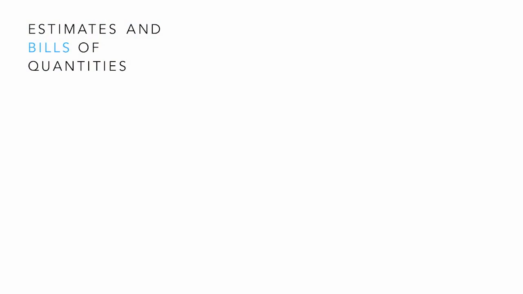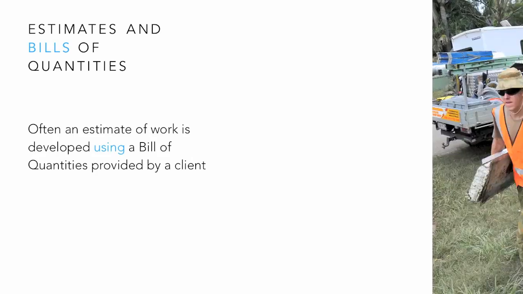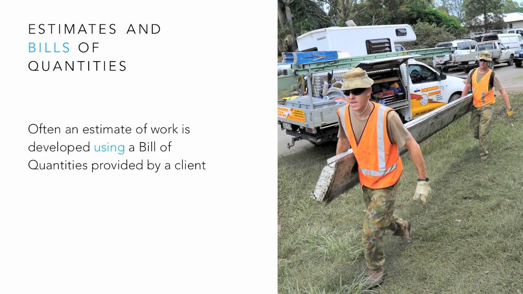Estimates and bills of quantities. Often an estimate of work is developed using a bill of quantities provided by a client. This can make the process simpler and remove the need for the development of a work breakdown structure by a contractor. Care needs to be taken in these circumstances to ensure that any tender price submitted includes significant contingencies and reference to the client's own information. In the event of an error in the quantity, it would be important for this to be at the client's risk. An example of a bill of quantities is as follows.